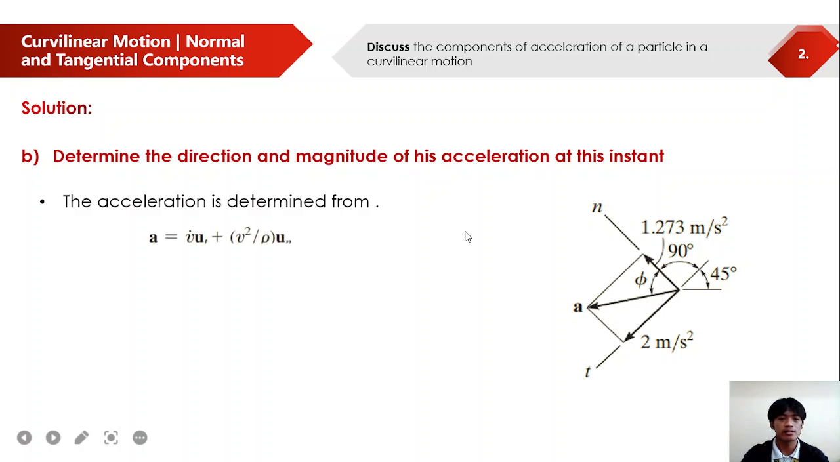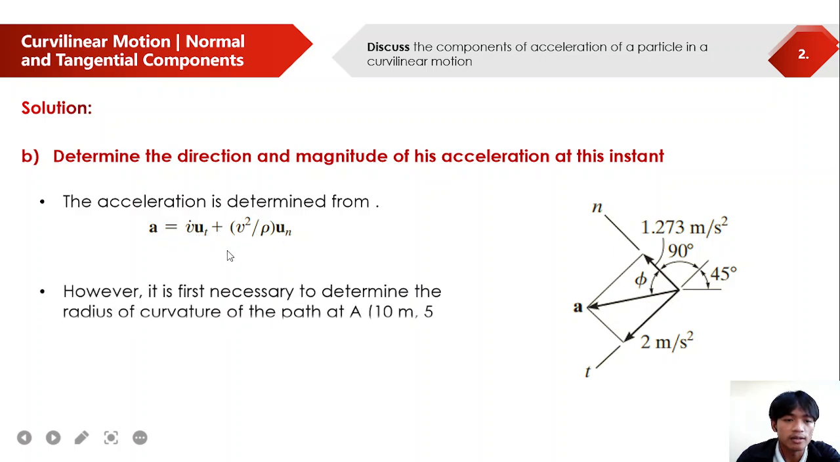So, the acceleration is determined by this formula, di ba? Using the normal and tangential components, we have a equals the first time derivative of the velocity times u sub t plus v squared over rho times u sub n.